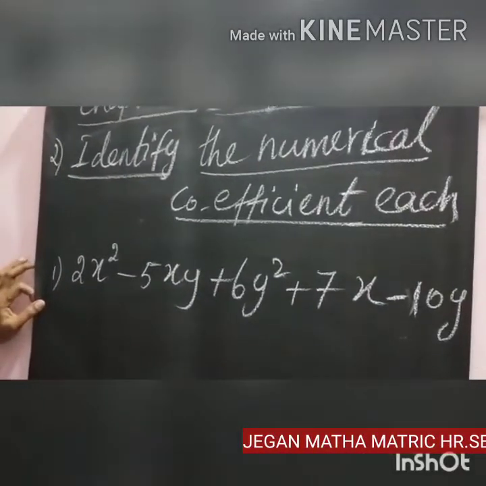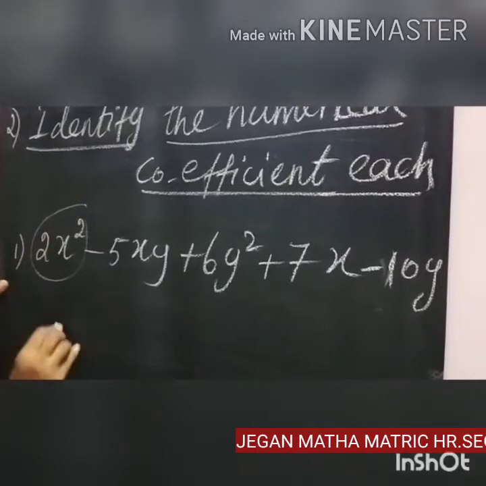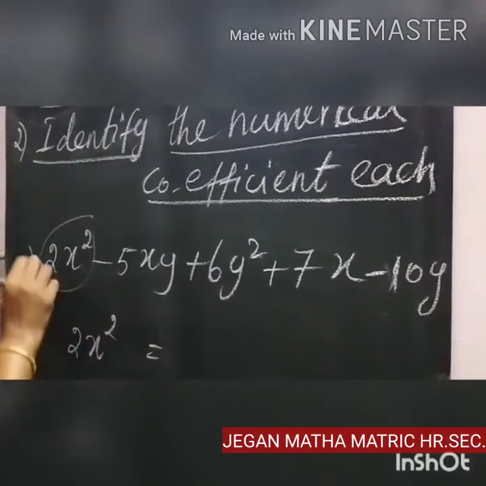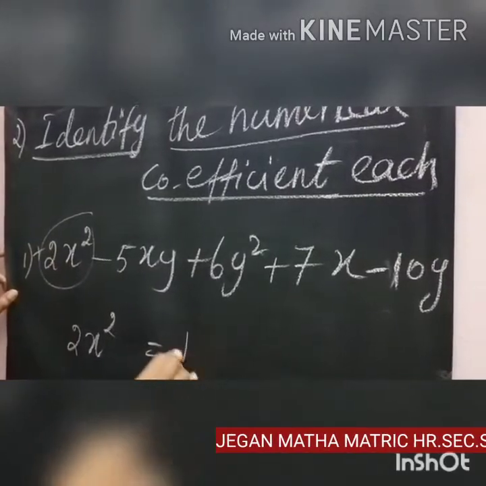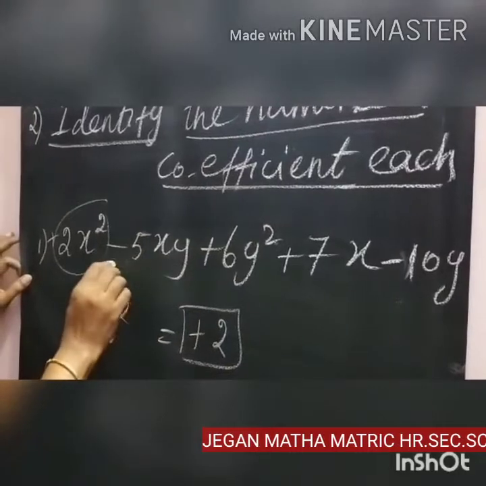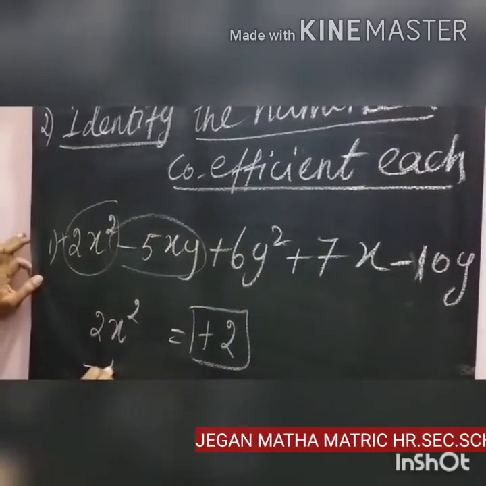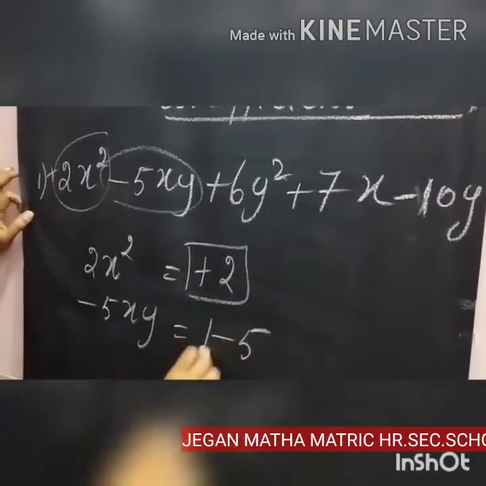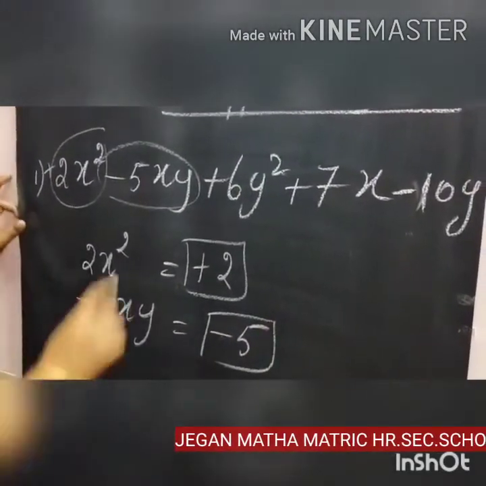So see the first one. The first term is 2x squared. So the coefficient of 2x squared, here there is no sign, means plus. So plus 2 is the numerical coefficient. See the second one, with the sign you can take minus 5xy. It's minus 5, the coefficient. Numerical coefficient is minus 5.